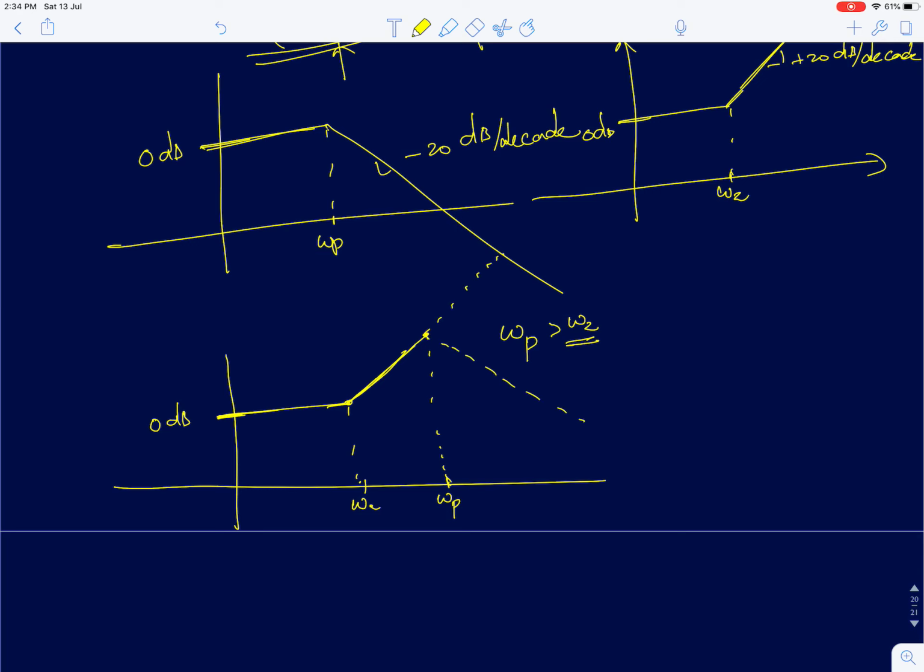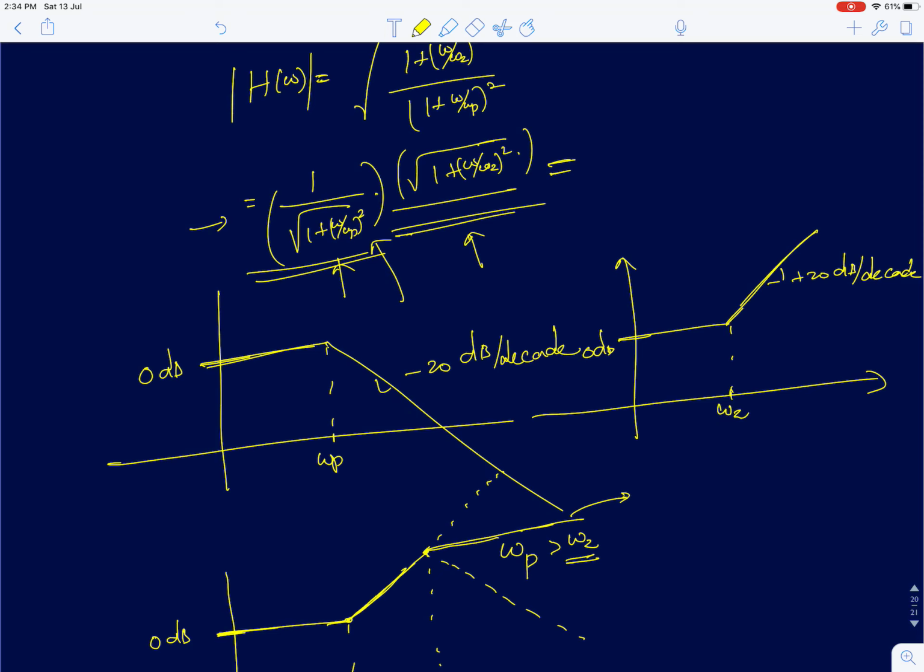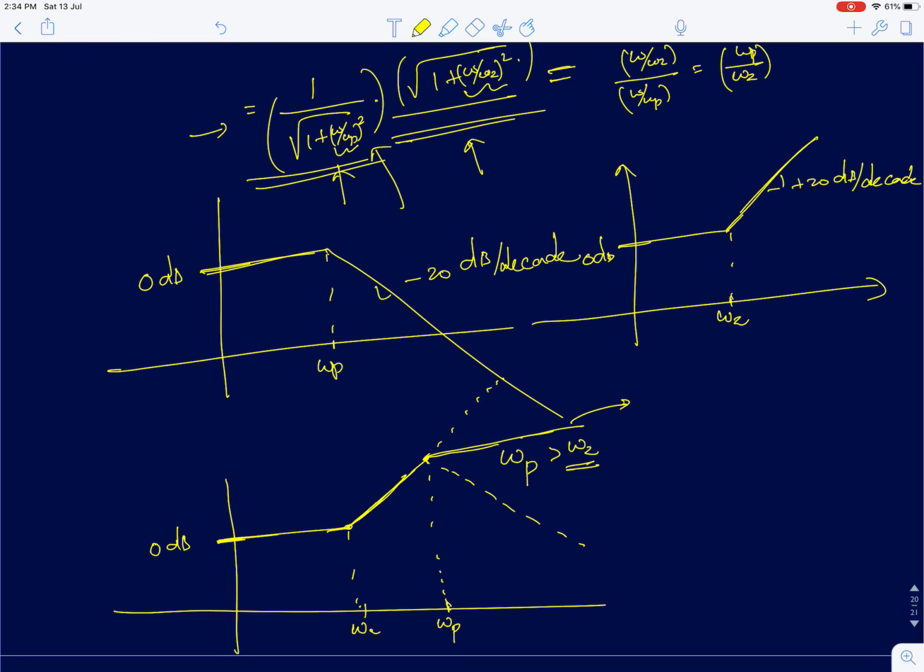Or for frequencies much greater than omega p, for very large frequencies, this function reduces to this: omega by omega z is much greater than 1, and omega by omega p is also much greater than 1. Both are much greater than 1. So you are going to get (omega by omega z) by (omega by omega p), which is omega p by omega z. That's the final value of this function. So this is going to be 20 log of omega p by omega z.